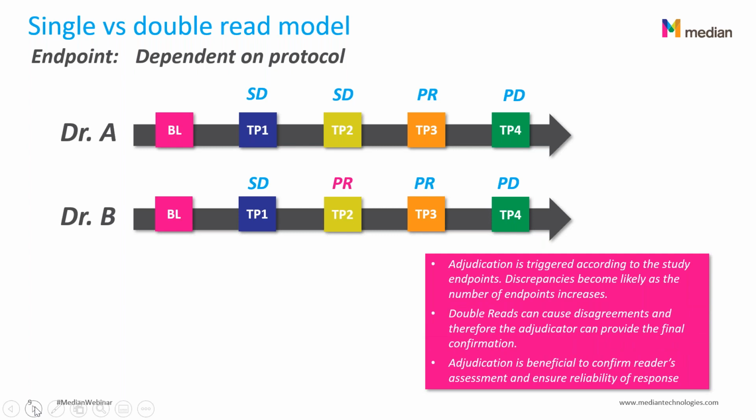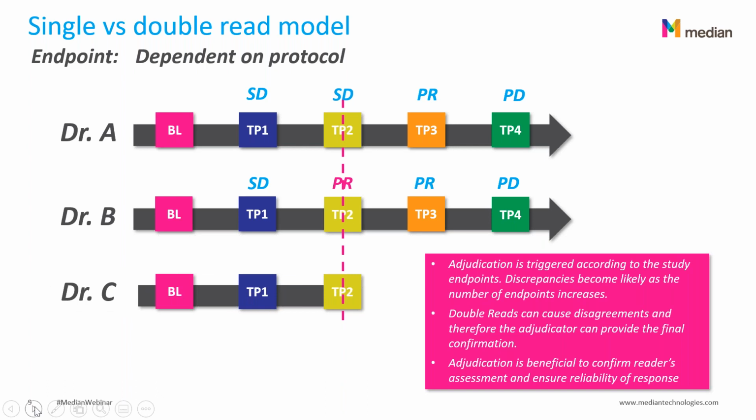Discrepancies become more likely as the number of endpoints increase. Adjudication is beneficial in order to confirm a reader's assessment and ensure reliability of response. So for an adjudication, you will have Dr. C come in, and Dr. C will look through time point 2 and determine which reader is best endorsed for the response, whether stable disease or partial response. And as you can see, Dr. C agrees with Dr. B, so Dr. B will be the endorsed reader, suggesting that Dr. B's response at time point 2 is the most thorough evaluation.